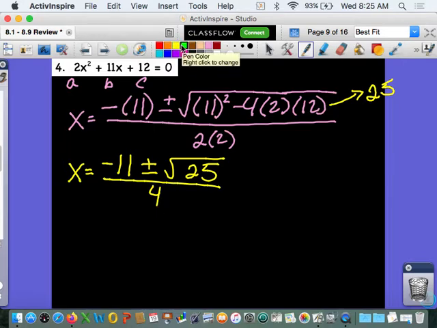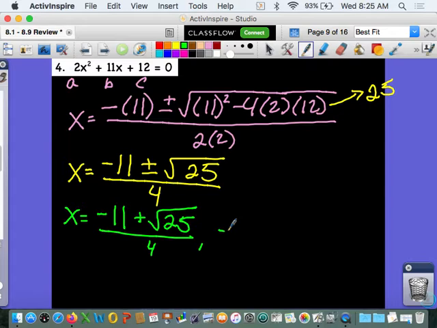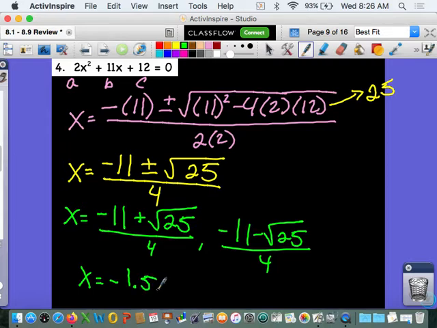Now what do I do? Split this up. So x equals negative 11 plus the square root of 25 over 4, and negative 11 minus the square root of 25 all over 4. And when I solve, I get x equals what? Negative 1.5 and negative 4, I believe. Okay? So put this in curly brackets. Which number goes first in your curly bracket? Negative 4, negative 1.5.